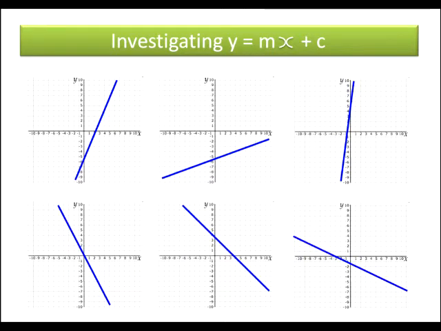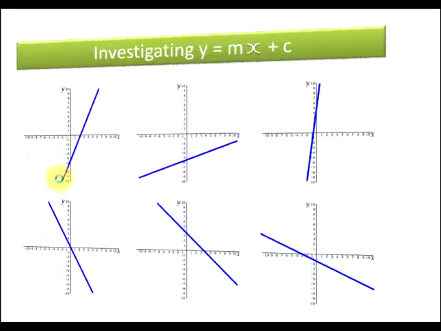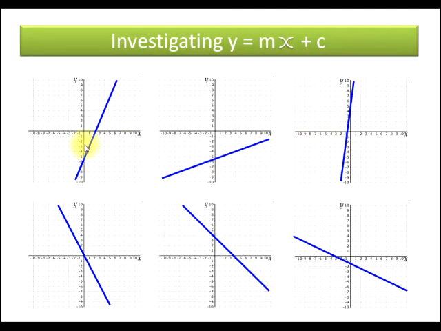So there's the 6. Start looking for all your patterns. Now, you should be able to see that these 3 are all going in a similar direction, bottom left to top right, and a very steep one. And these are all going in the opposite direction. So we say these 3 are going in a positive direction, and these are going in a negative direction.